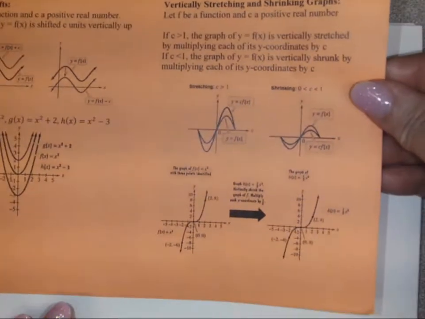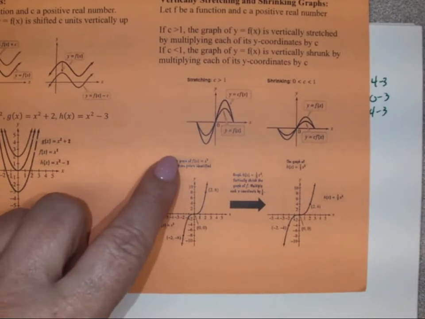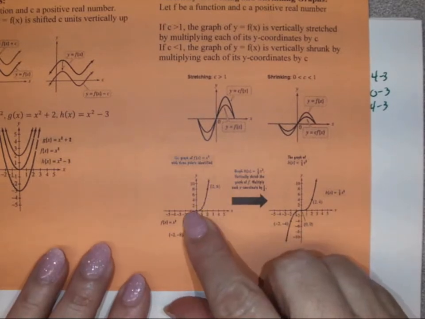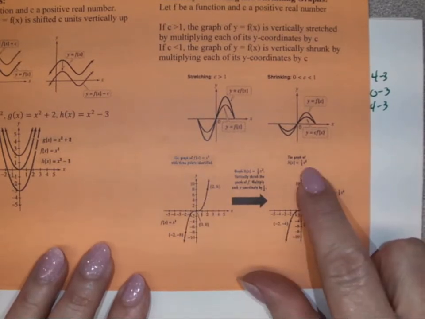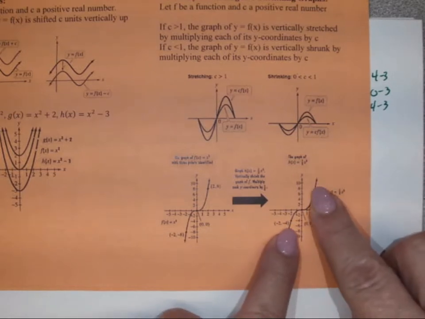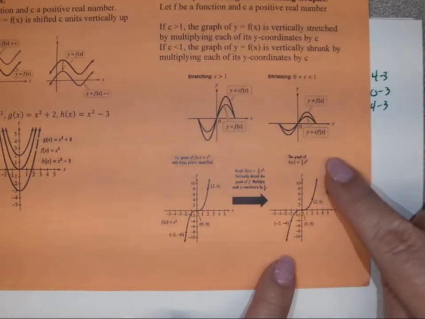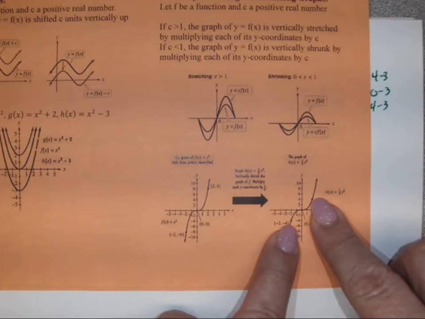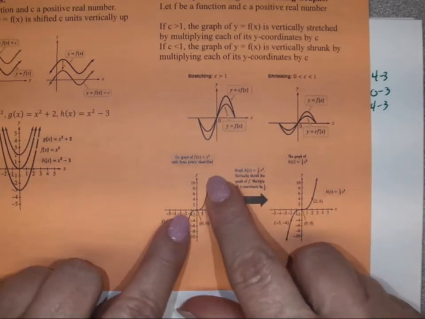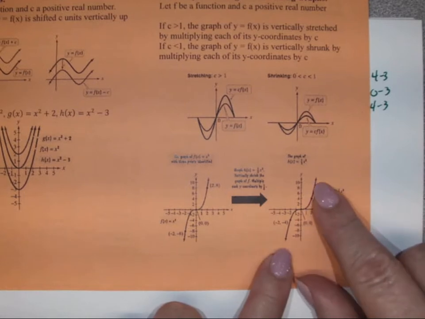So here is an example. Here we have f of x equals x cubed. This is just the regular graph of it. Now if I multiply it by 1/2, see what happens to the graph? It gets kind of squished down. It's becoming shorter. It's spread out. You can see how it comes quickly up, and now it does not.